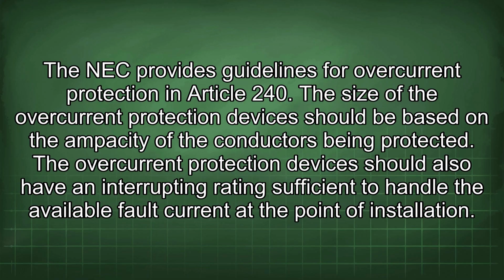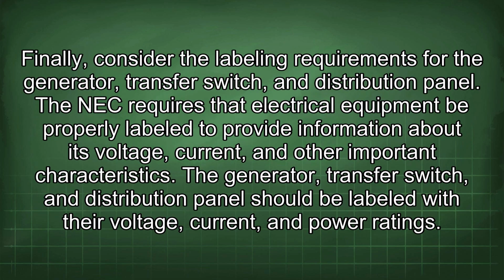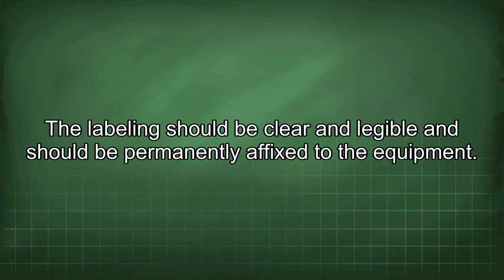The overcurrent protection devices should also have an interrupting rating sufficient to handle the available fault current at the point of installation. Finally, consider the labeling requirements for the generator, transfer switch, and distribution panel. The NEC requires that electrical equipment be properly labeled to provide information about its voltage, current, and other important characteristics. The generator, transfer switch, and distribution panel should be labeled with their voltage, current, and power ratings. The labeling should be clear and legible and should be permanently affixed to the equipment.